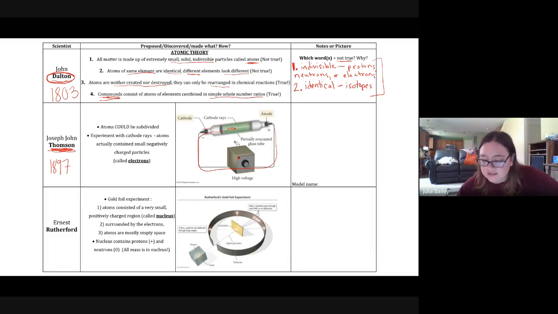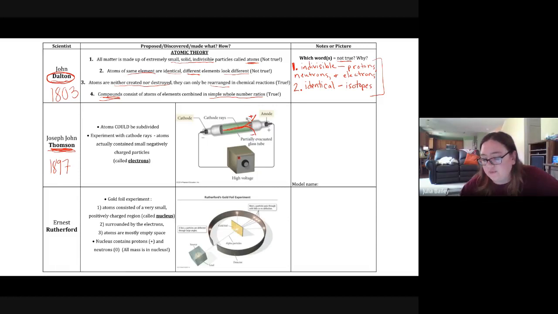But the thing is that it reacted to magnets. Like this little beam of light would be coming through, and then you could put a magnet next to it and it would make the beam bend one way or another, depending on which type of magnet you put next to it.